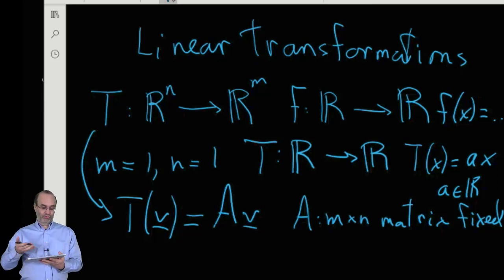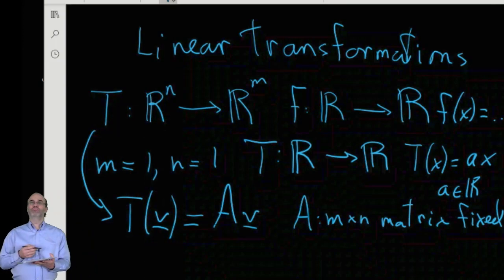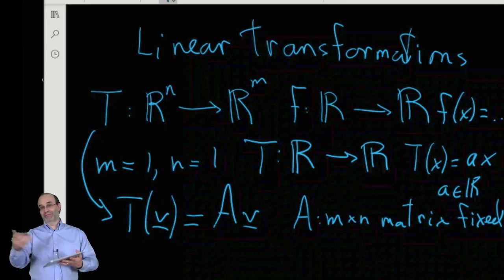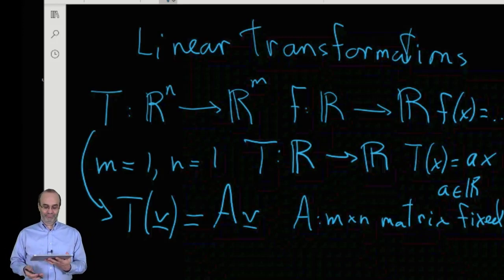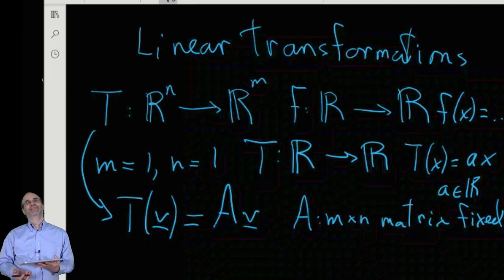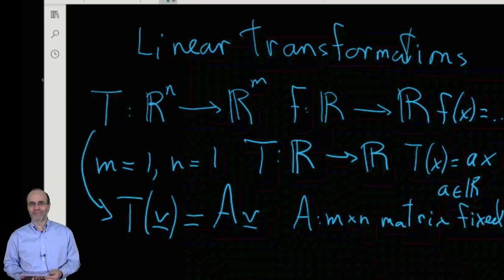We'll see why any linear transformation is given by such a formula, and this means that to study T, you can study just the matrix A, which is something quite concrete. You can apply row operations to A. You can row reduce A. And this will give you information about the linear transformation T.